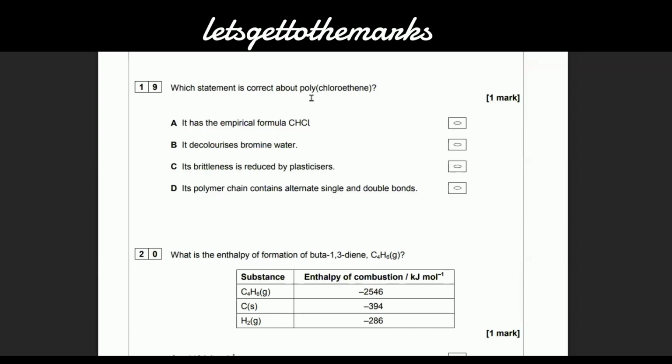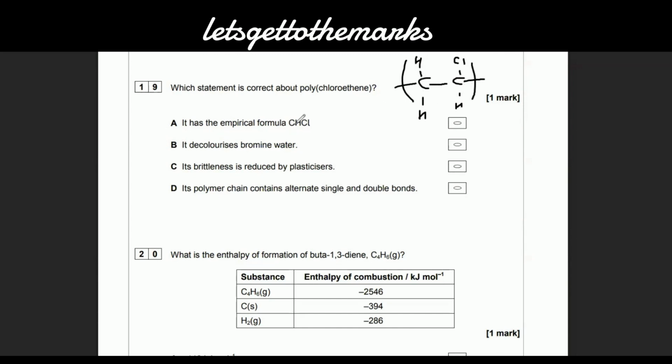Which statement is correct about polychloroethene? So what I want to do is draw out the monomer and then look at the different ones. So polychloroethene is going to look like this. It's basically an ethene molecule, which has chlorine there and hydrogen there. And that is the monomer, but we've taken that double bond away, haven't we? And we've opened it up. It's part of addition polymerization. So you know these from GCSE. So that is what the polymer looks like.